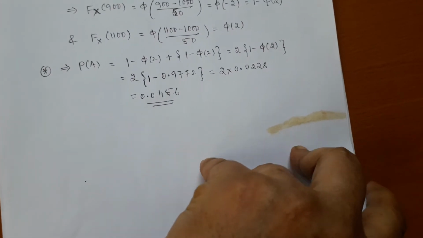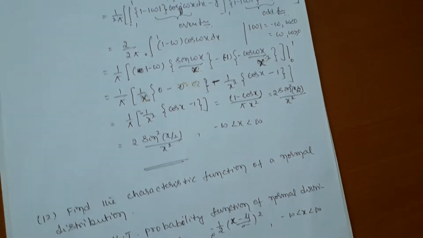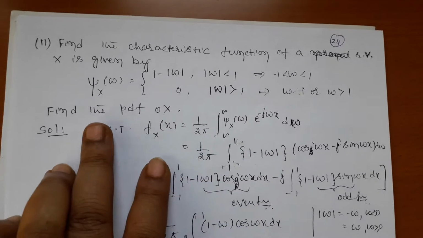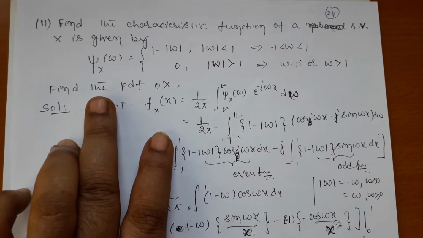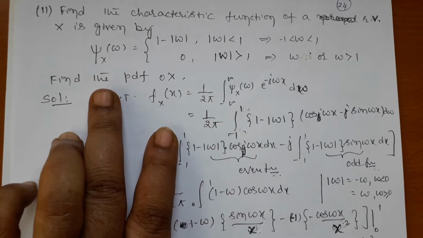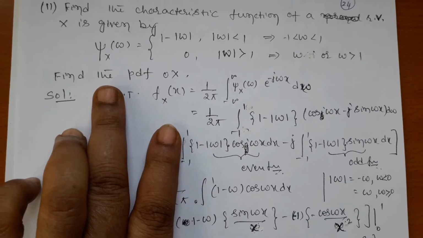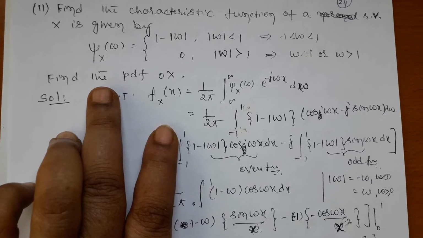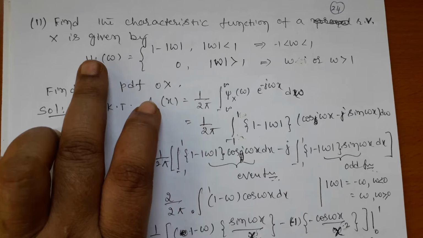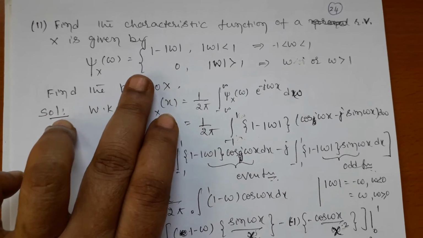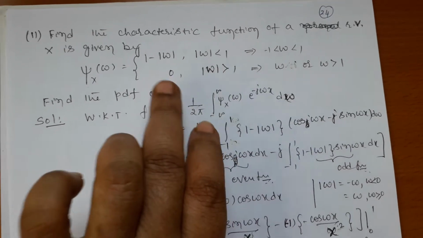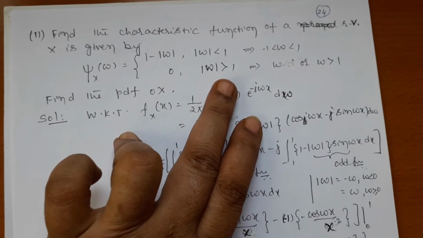Okay, now I'm moving to the characteristic function. We already discussed in the second video what the characteristic function definition is. You already know that the characteristic function is nothing but the expectation of e power of j omega times the corresponding random variable. Find the characteristic function of a random variable X given by: 1 minus modulus of omega, for modulus of omega less than 1, and 0 for modulus of omega greater than 1.